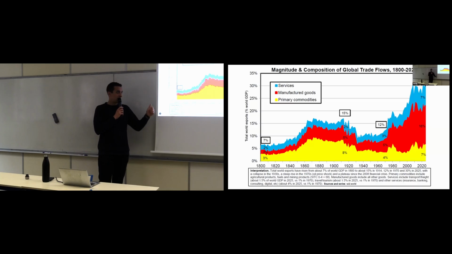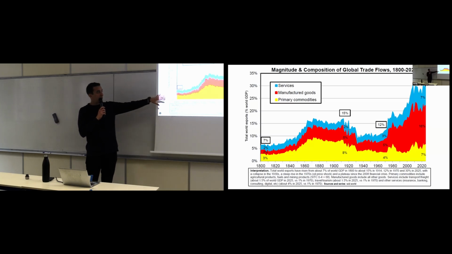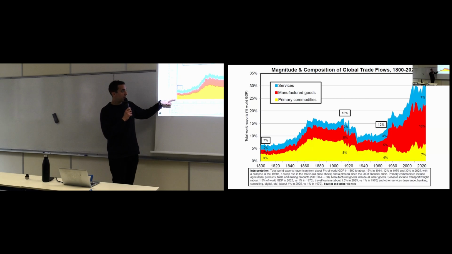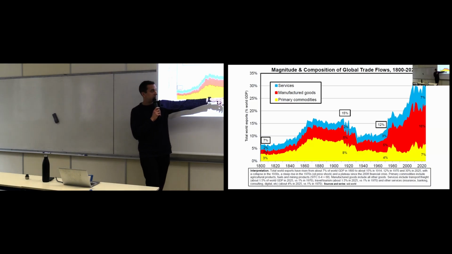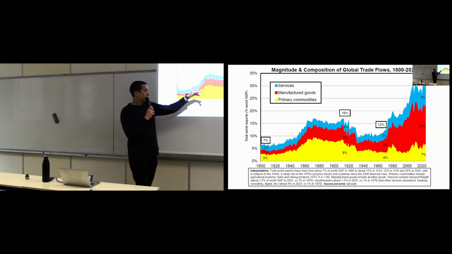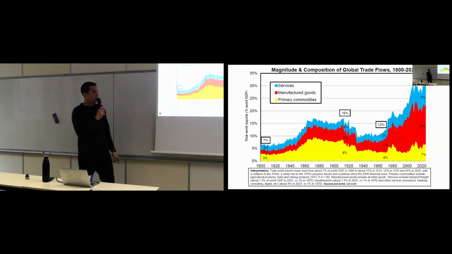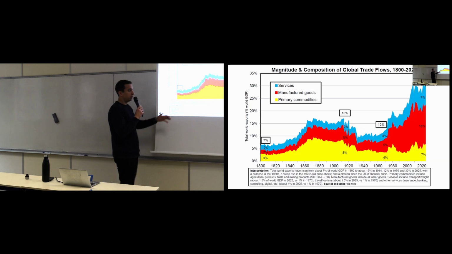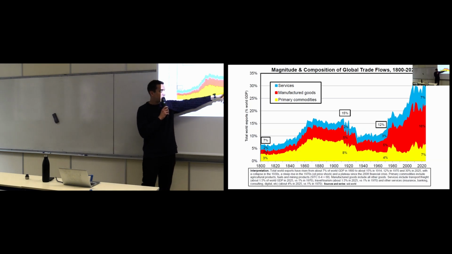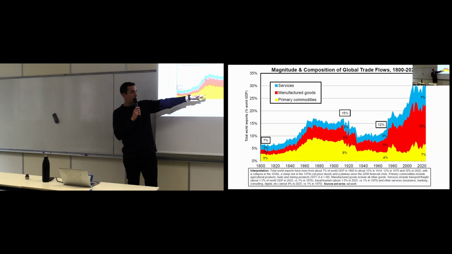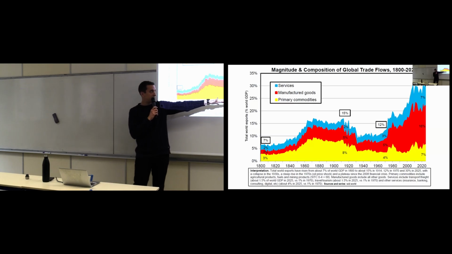But its composition has also changed. At the beginning of the period, commodities, which is the yellow area, were the most important traded good, at 3% of world GDP, then rose to 8%, and then decreased to 7% of world GDP today. Manufacturing and services, manufacturing being the red one and services the blue one, were less important than commodities. They were 2% of world GDP. Manufacturing rises a lot right before the war, reaching 5% of world GDP, then stays constant.